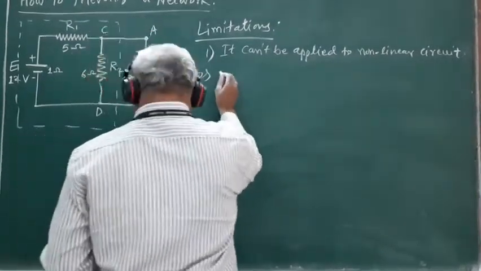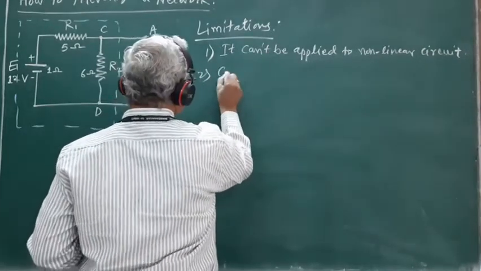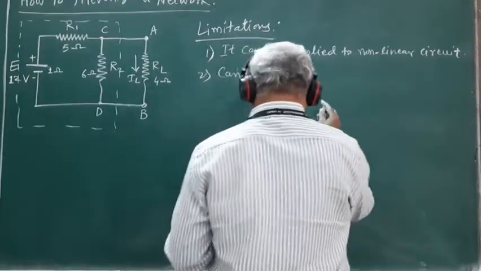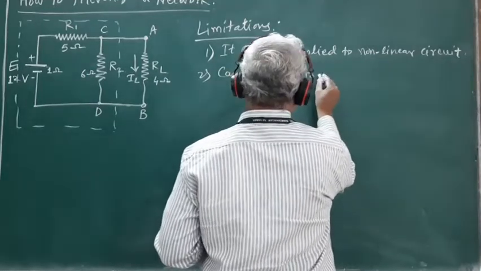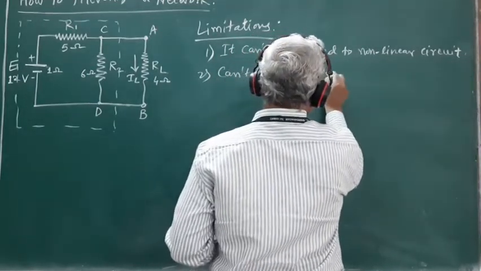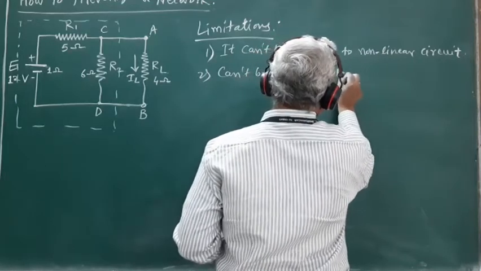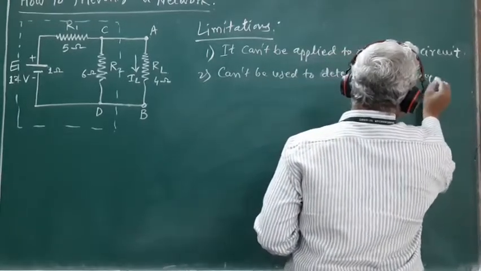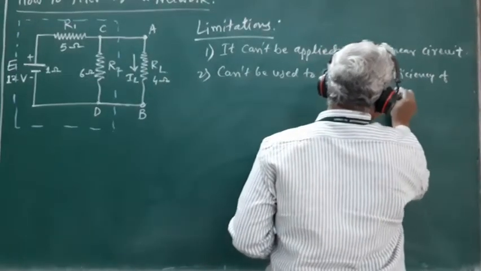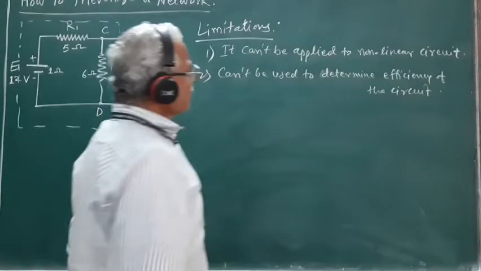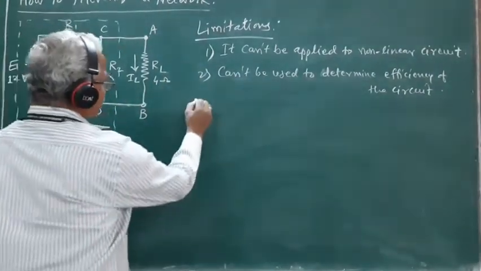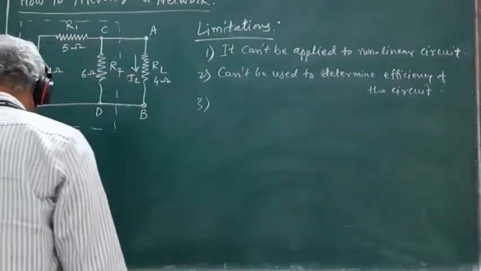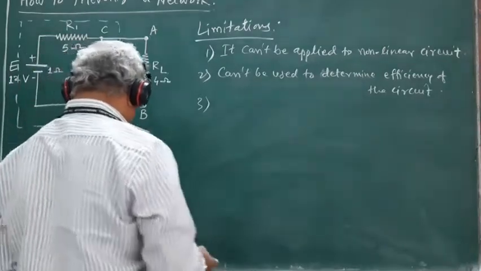Secondly, this theorem cannot be used to determine the efficiency of the circuit. And the third limitation of this Thevenin theorem is that it cannot be applied for calculating the power consumed internally.